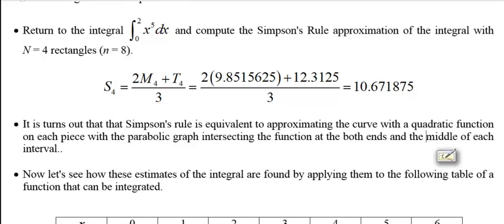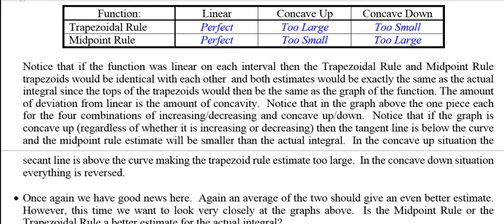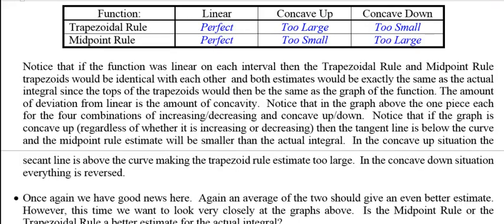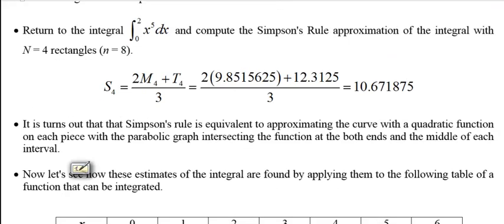So it turns out that Simpson's Rule is equivalent to approximating the curve with a quadratic function on each piece, that is a little parabola graph, so that on each piece the parabola hits at both ends and the middle of the interval. So if we take one of these intervals again and we take this point at this end, this point at this end, and the point right here in the middle, we make a parabola that hits all 3 of those points, and it turns out that Simpson's Rule works out to be that. I won't prove that right now. We need to do some other things first, so we may come back to this in a later video and prove that statement.